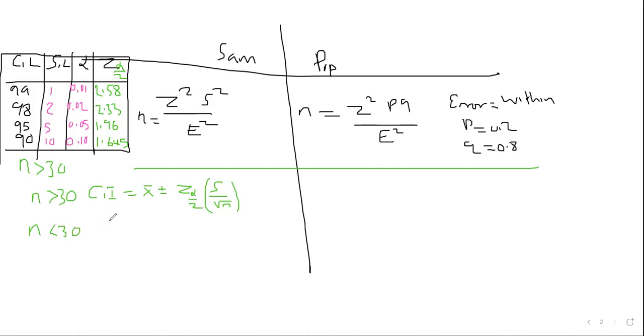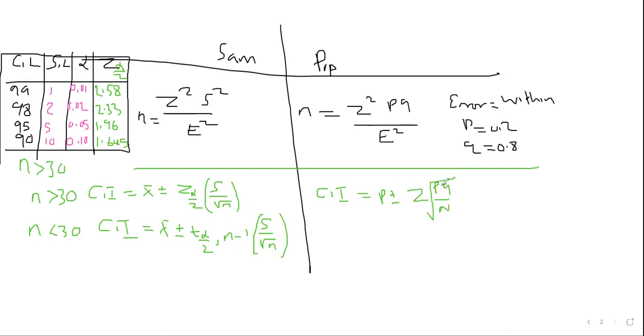If our N is less than 30, what do we use? Our confidence interval would be the mean plus or minus t alpha over 2 with N minus 1, and the standard deviation over the square root of N. For the proportion, our confidence interval is equal to P plus or minus Z times the square root of PQ over N.